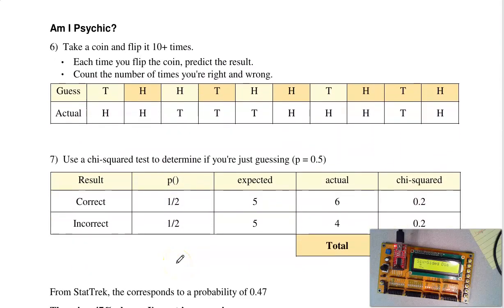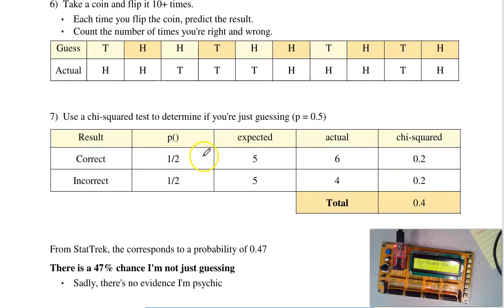The last problem is to find out if I'm psychic. So here what I did is I flipped a coin 10 times, predicted whether it's going to be heads or tails, and I was right 6 times out of 10. Does that mean I'm psychic? Well, that too is a chi-squared test. I expect to be right half the time. I was really right 6 times. Is that significant? We'll take the difference squared, divide by 5, difference squared, divide by 5, I get 0.4.